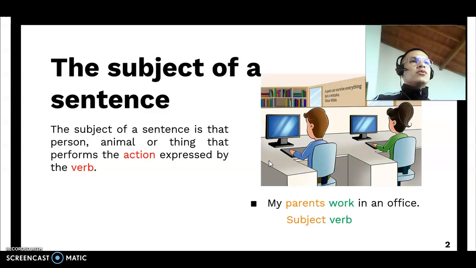Before saying what a pronoun is, we have to know the function of a subject in a sentence. A subject in a sentence is the person or the animal or the thing that performs the action expressed by the verb. In this slide, the example is, my parents work in an office. The verb is work, and the people who perform the action are the parents. So this is the subject.